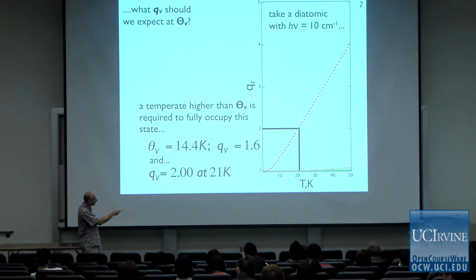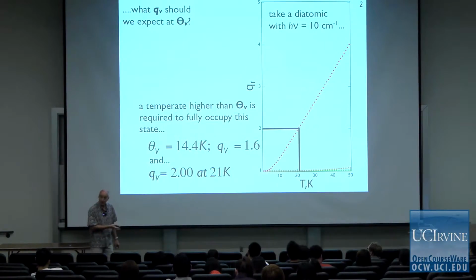There's 2. If I follow that down, that turns out to be 21 degrees Kelvin. So I have to go to a temperature that's about 30% higher than the characteristic vibrational temperature to get full occupation of that state.